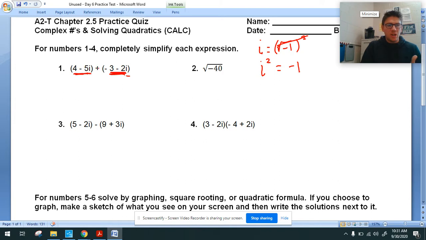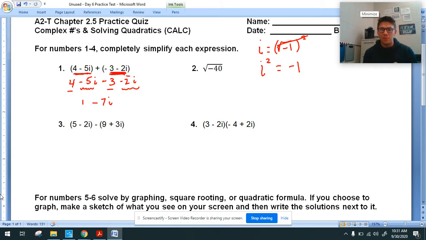Notice how there's addition in between these two. When there's addition, I don't really even need those parentheses there. So for some of us, it might be beneficial to just get rid of the parentheses so that you can see a little more clearly that that just becomes 1, and this here becomes minus 7i. And that would be your simplified form.